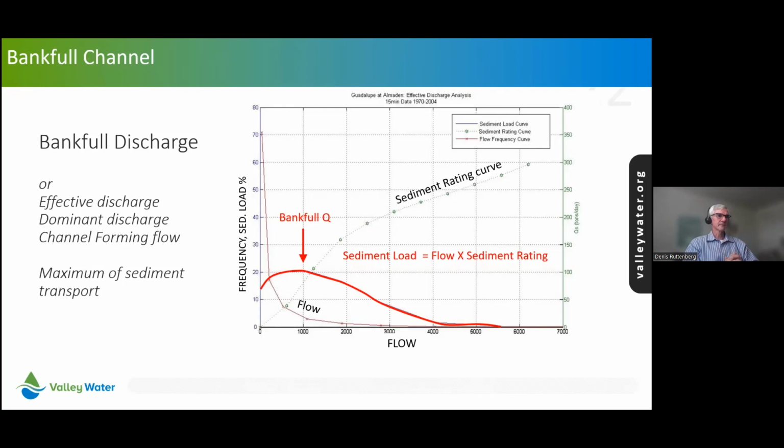flow. I don't have my citation here, but a lot of great work was done by Wolman and Miller on this. They have a sort of milestone paper on bankfull flow. But there you go.